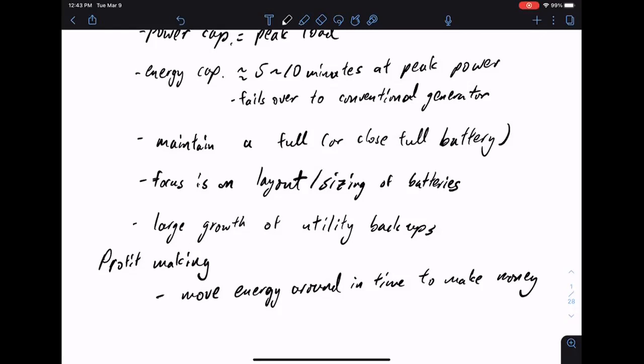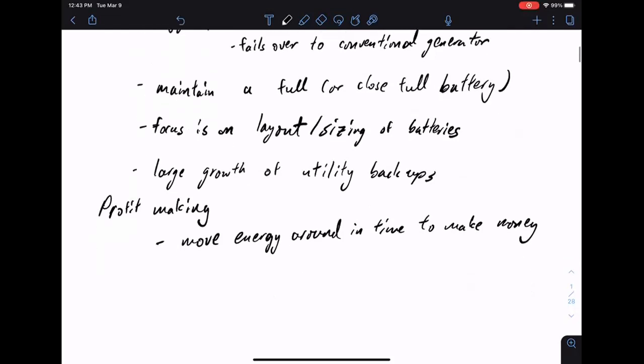The reason you can move energy around in time to make money is basically arbitraging price. Electricity prices are not constant in time. Every hour it differs, hour to hour. Especially when you're in a big market, prices can change quite quickly. You can normally observe several spikes in pricing over a period of time.